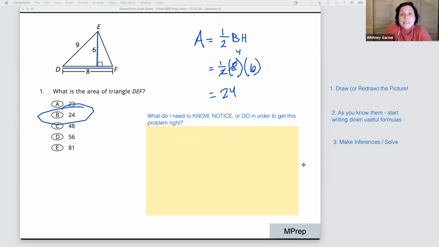So if you miss this because you're like, Whitney, I haven't done geometry in a small lifetime, great. On the back of this, you're literally going to write the formula. Area equals 1/2 base times height. And then you're also going to make a little note to yourself that base and height are perpendicular, which means at 90 degrees.